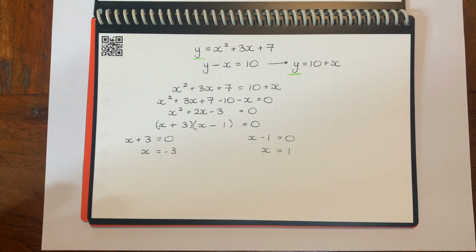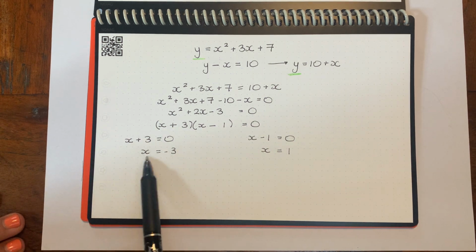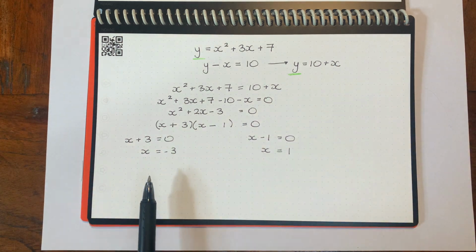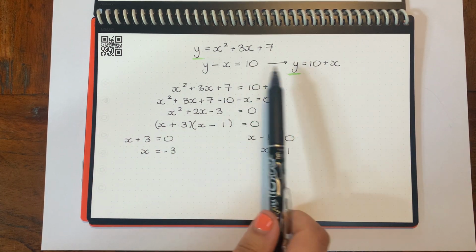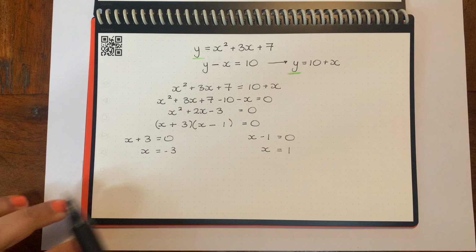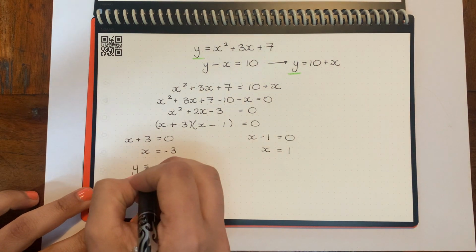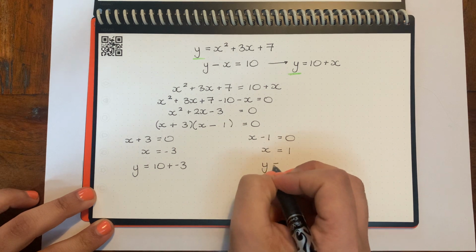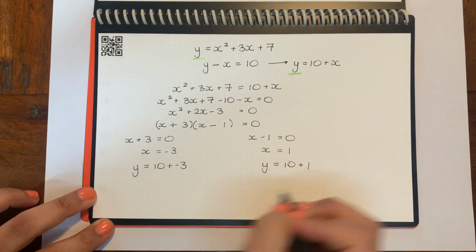Okay, and then I have to do the same thing as I was doing before. I need to go back and substitute these into one of my equations to get my value of y. Now, the easiest equation to work with is probably one of those two. I'm going to go for that one. So y is equal to 10 add x. So I'm going to do 10 plus minus 3 here, and then here I'm going to do 10 plus 1.